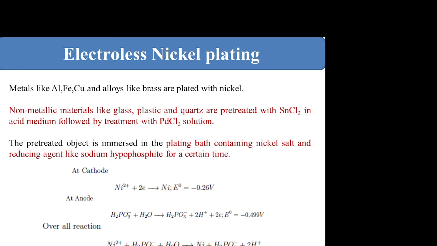Here the overall reaction is nickel 2+ plus hypophosphite plus water, giving nickel metal plus phosphite. Here two H+ ions are generated. As the H+ ions are released in the reaction, the pH of the solution decreases. To maintain constant pH, we have to use a buffer. Here uniform grained plating is obtained.